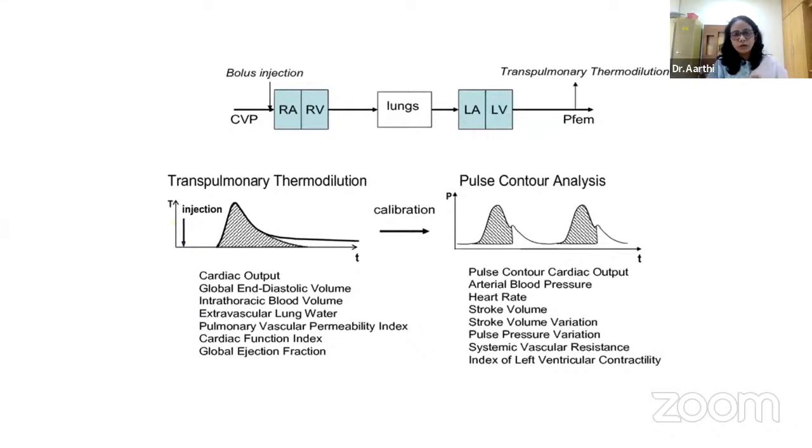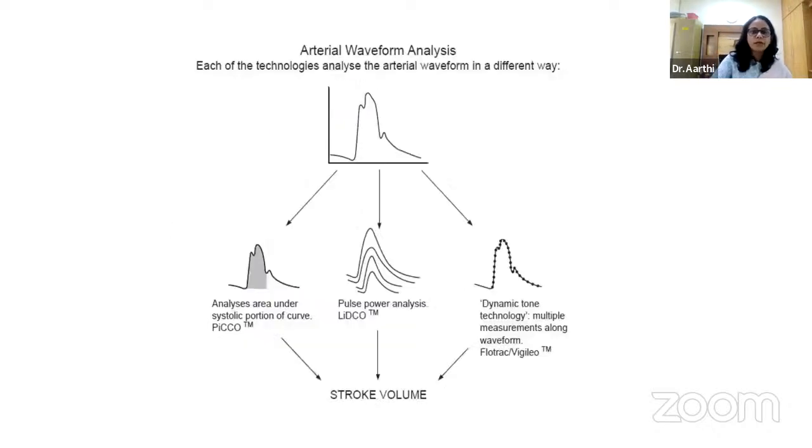They also give us a measure of the arterial blood pressure, heart rate, and stroke volume, and this pulse contour analysis helps us to assess what we earlier talked about, the stroke volume variation and the pulse pressure variation, and also they measure the systemic vascular resistance. So these are the different techniques which are used in different monitors to assess the arterial waveforms.